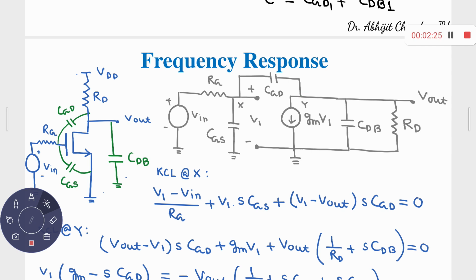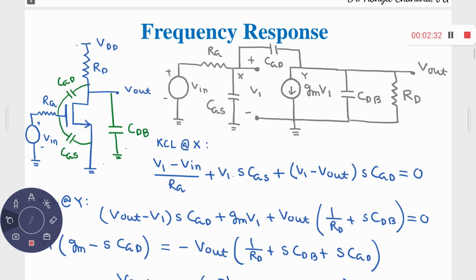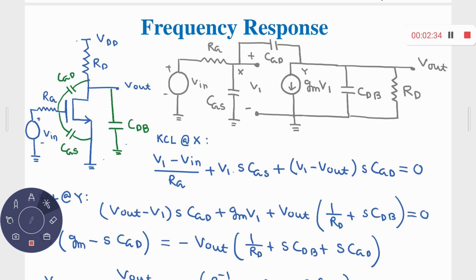Okay. So now if you perform the circuit analysis at node X, what do I get? This is node X. At node X, you have 3 different components of the current: one is this current, the second is this current, the third is this current. So if this voltage is V1, we get (V1 minus Vin) by RG plus V1 s CGS, that current, plus (V1 minus Vout) s CGD, that is equal to 0. I am assuming that all the currents are leaving the node, like this.